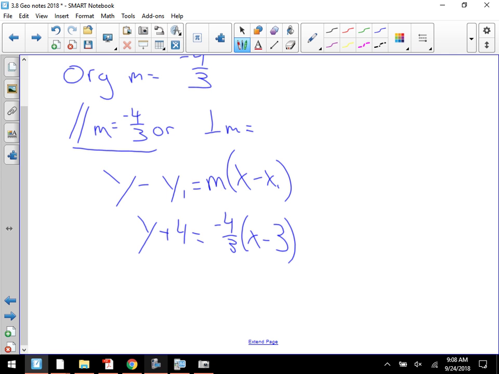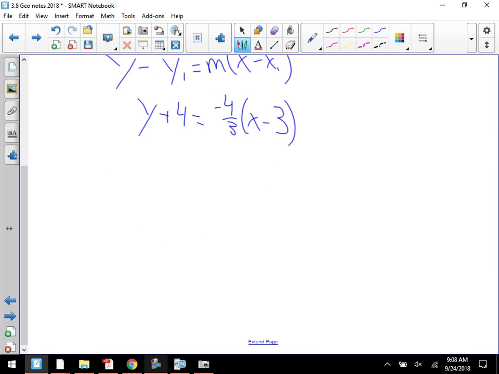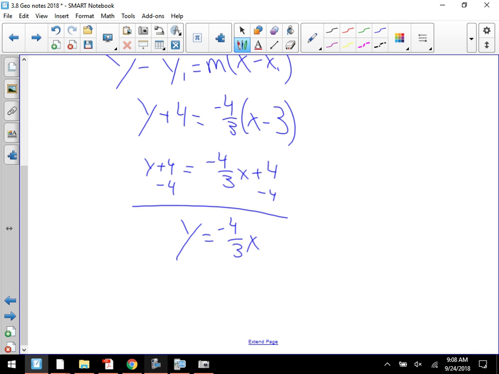Distributing, you get what, x plus 4? I'm sorry, negative 4/3 x plus 4. And then what do I do with that? Subtract it over. And you're just left with y equals negative 4/3 x. You're done. Just happens to have a y-intercept of 0. That's fine.